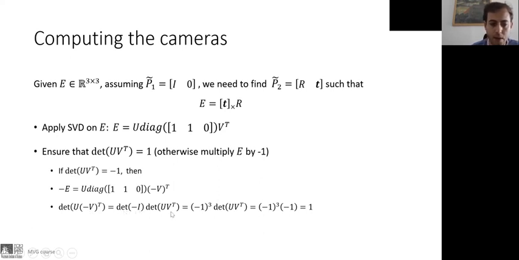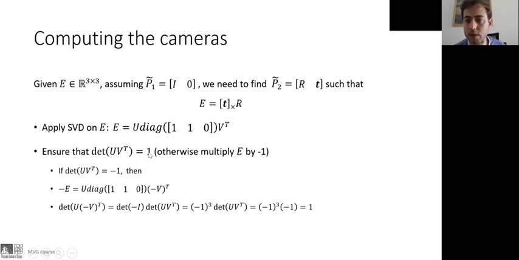is just the determinant of minus I multiplied by the determinant of UV transpose. So the determinant of minus I is just -1, and we know that the determinant of UV transpose is -1 because that's our assumption. So bottom line, we can always verify that this is the SVD decomposition of the essential matrix and that it holds that the determinant of UV transpose is 1.